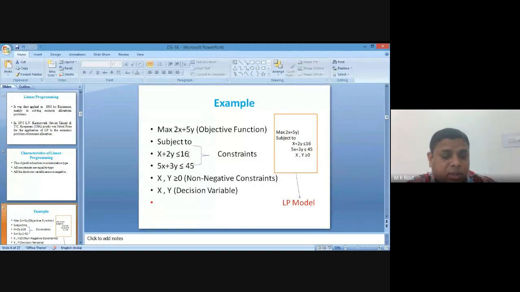So this is less than or equal to 16. The next part is 5x plus 3y less than or equal to 45. And the next part is the non-negative constraint, given as x, y greater than or equal to 0. That is the non-negative constraint, and x and y stand for decision variables. So if you combine all these things, it is formed as a linear programming model.